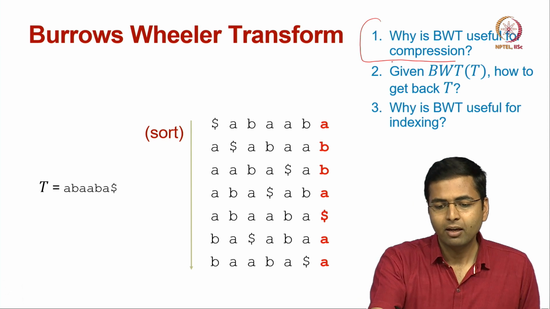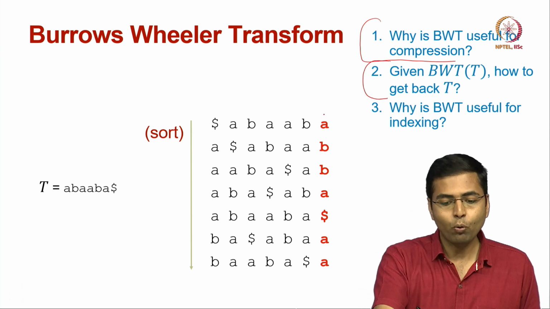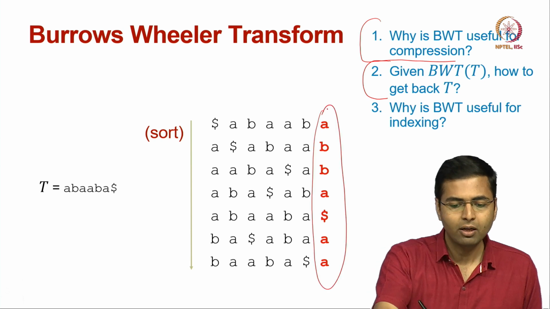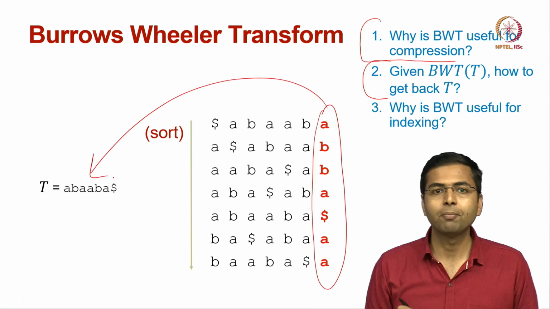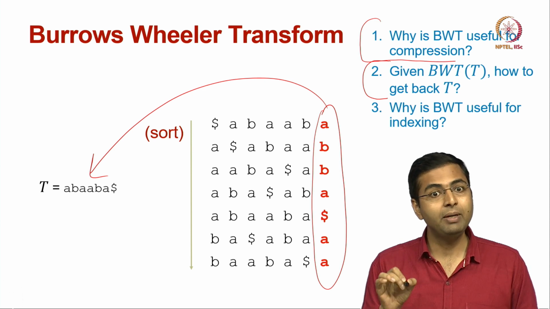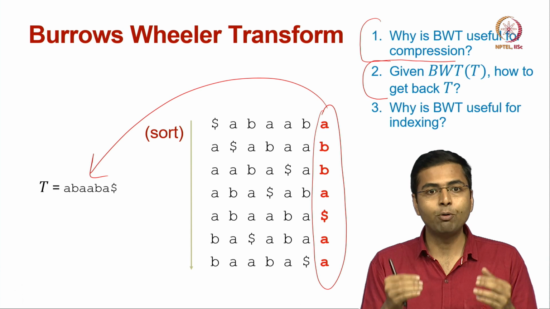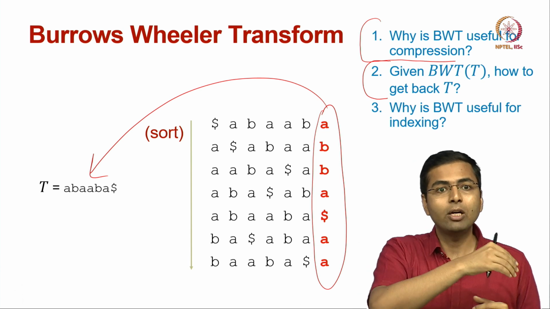Second is, if this is a compression technique, then there must be a way of going from Burrows-Wheeler transform back to the original text. So, this is a lossless compression technique, which means that there must be some way of taking Burrows-Wheeler transform as input and going back to the original text.